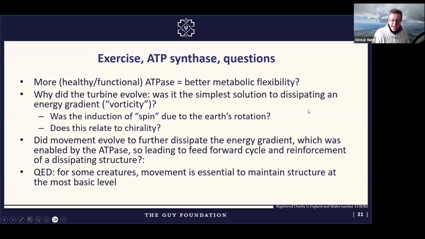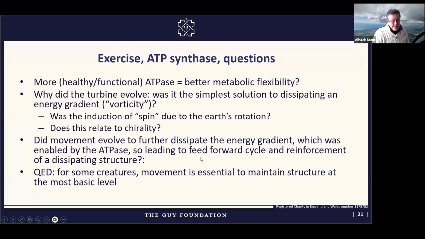So, just coming towards the end. There are some interesting things here about exercise and ATP synthase, and there are certainly some questions. Does more healthy, functional ATPase equal better metabolic flexibility? I think Wayne should be able to answer this one. Why did the turbine evolve? I think this is a fascinating question. Was it the simplest solution to dissipating the energy gradient and vorticity? This goes back to other aspects which we discussed in various lectures, including spin and the role of chirality.